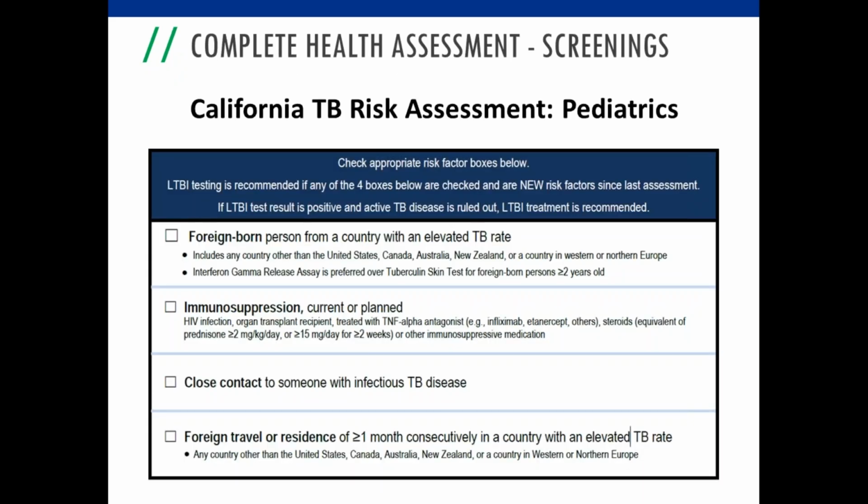Here is a tool used to identify asymptomatic children who should be tested for latent tuberculosis infection. Retesting should only be done in members who previously tested negative and have new risk factors since the last assessment. A link for these guidelines is listed on the resource slide at the end of the presentation, as well as in the resource document.